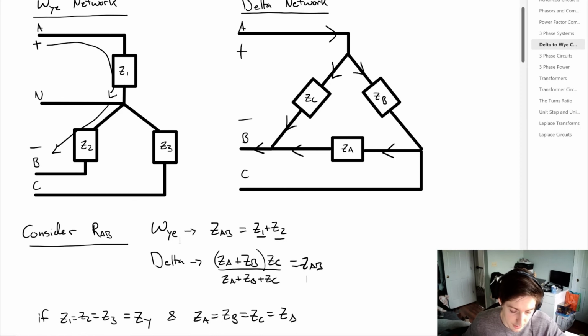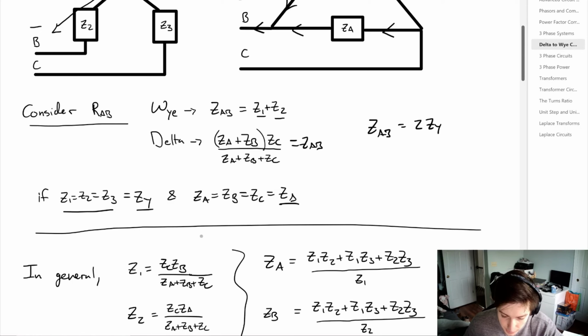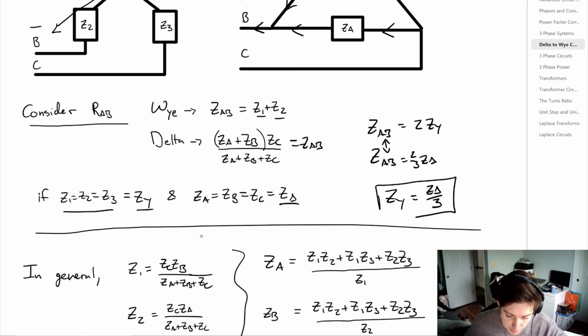Now, interestingly enough, if we say we have a balanced network such that Z1 equals Z2 equals Z3, which equals ZY, and that ZA equals ZB, which equals ZC, and that's Z delta. For the Y network, we get that ZAB is equal to 2 ZY. For the delta network, we get that it's equal to 2/3 times Z delta. So if these two impedances were equivalent, we could simply say that ZY is equal to Z delta divided by 3. And that's a relation we want to keep close to us for now.